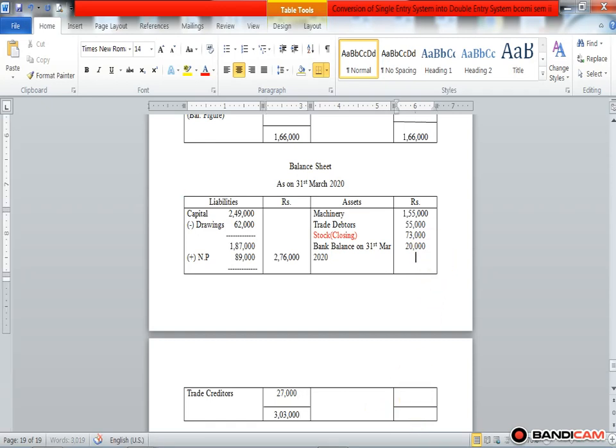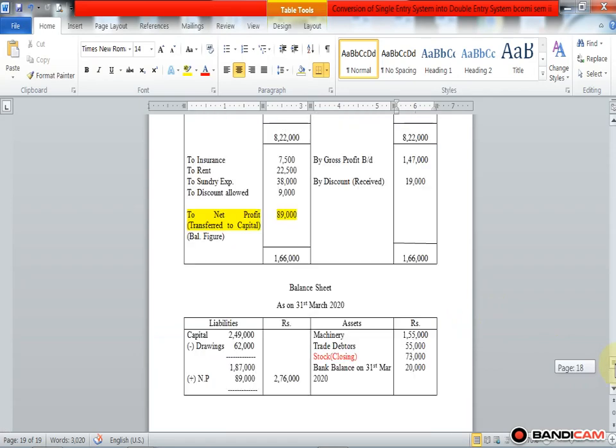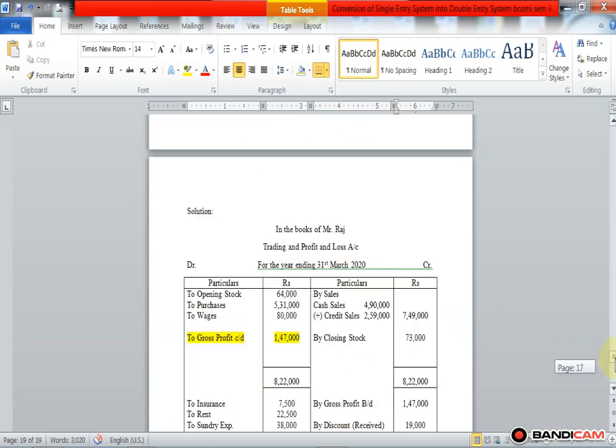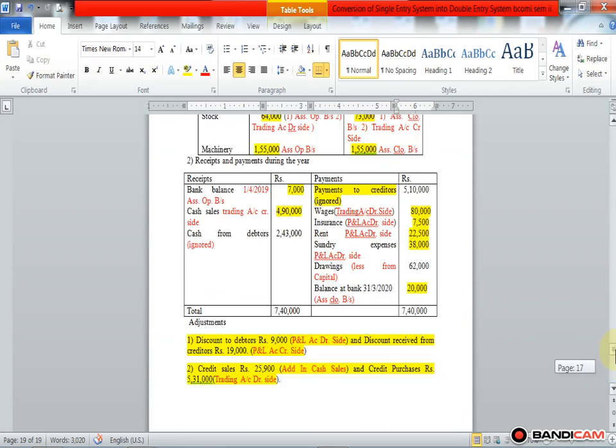Okay, 3,03,000. So our total is correct. The liability side is equal to the asset side. It means our solution is correct. So revise this problem again, and solve this problem in your notebook.